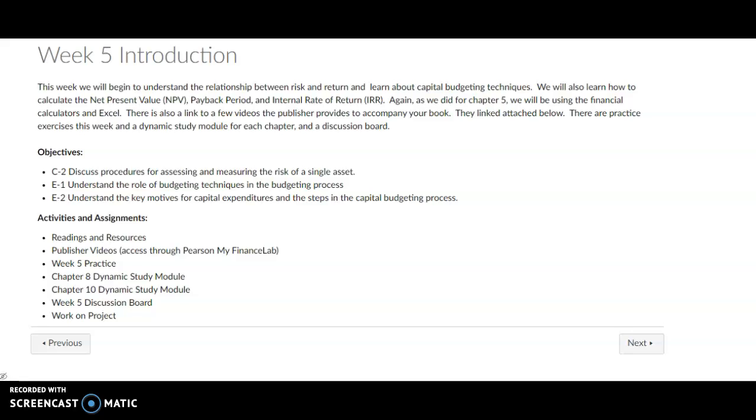I have included here a list of what you need to be looking for this week. We have a set of practice. We have 2 dynamic study modules because we're covering Chapter 8, 2 sections, and then all of Chapter 10. There's also a discussion board. Remember to review all the rules for discussion boards and then continue to work on your project. It is due the end of week 6, so the due date is approaching pretty quickly.